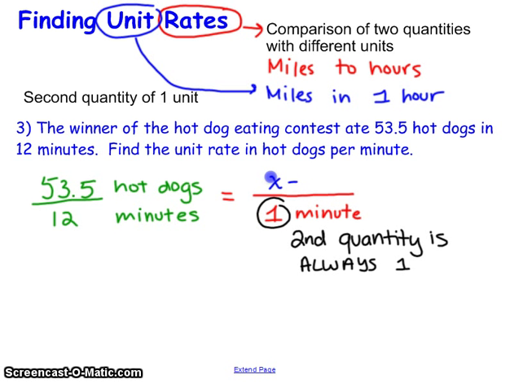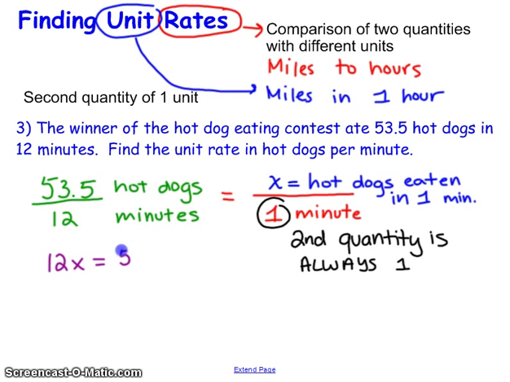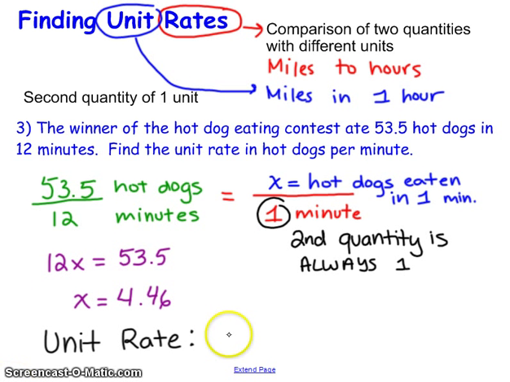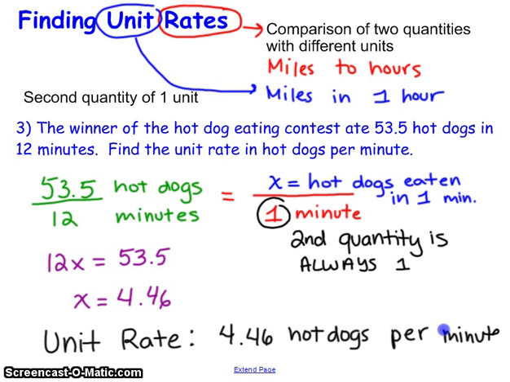So I'm going to make my x hot dogs eaten in 1 minute. If I cross multiply, on one side I get 12x, and on the other side I get 53.5. And if I divide, I get x equals 4.46. So that's the number of hot dogs that were eaten in 1 minute. So our unit rate is 4.46 hot dogs per 1 minute, or per minute. So you don't have to say per 1 minute. You can just say per minute, and we'll assume that we mean 1.